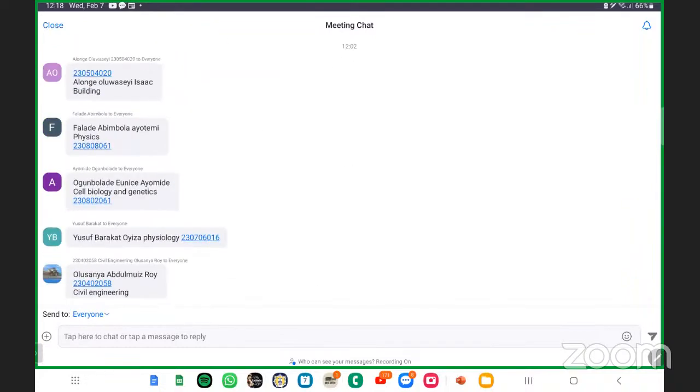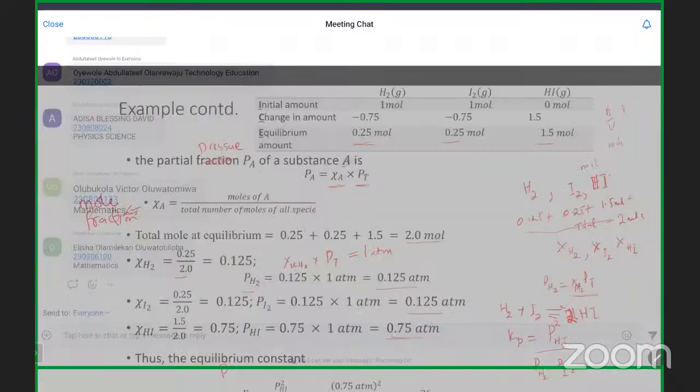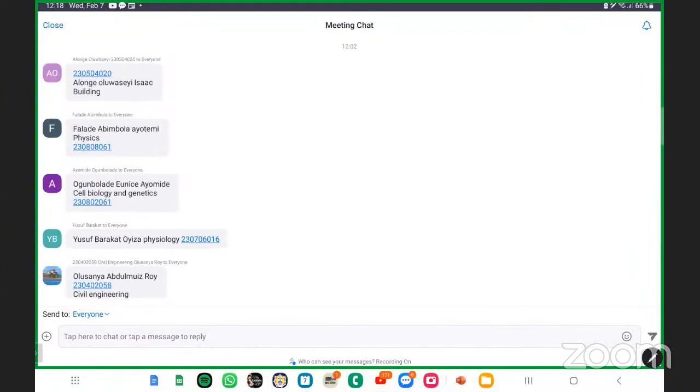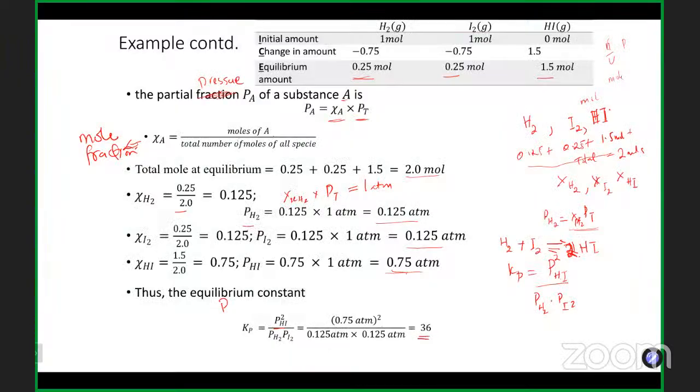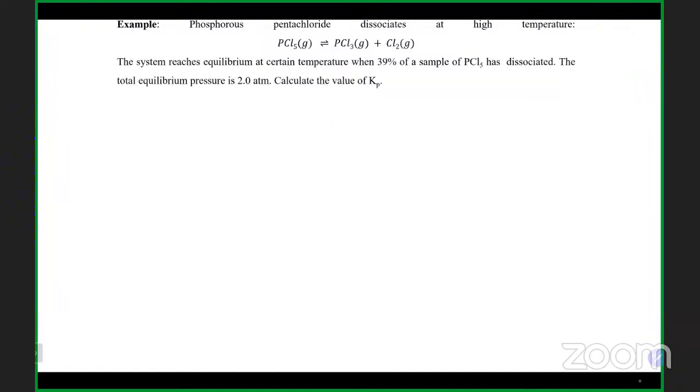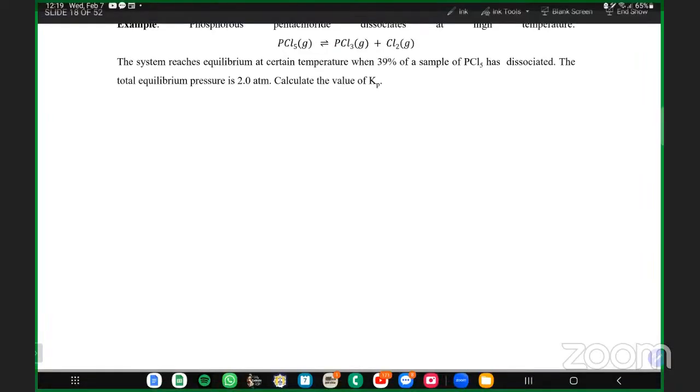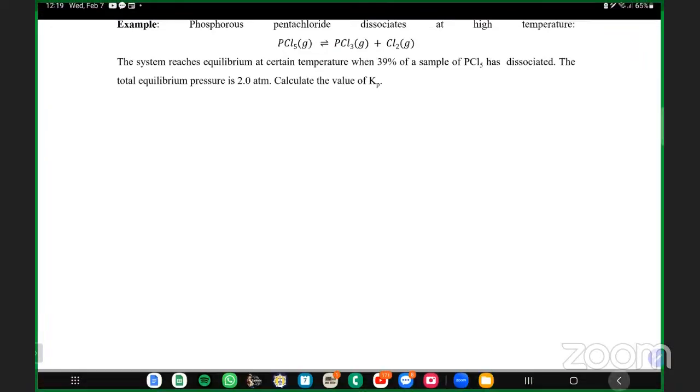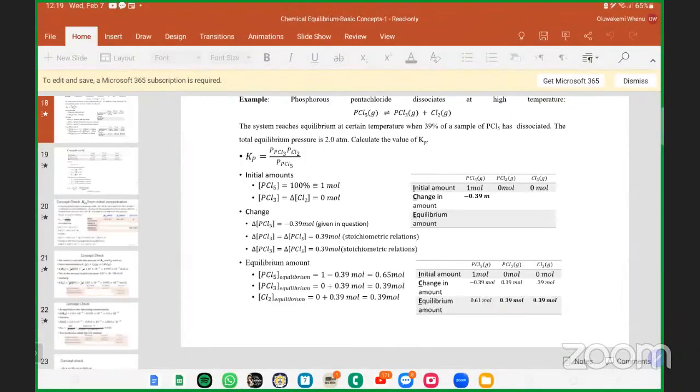Okay, so moving on. Any questions? No question. There are some other worked examples on the slide, but because of time, we will not be able to go through all of them.